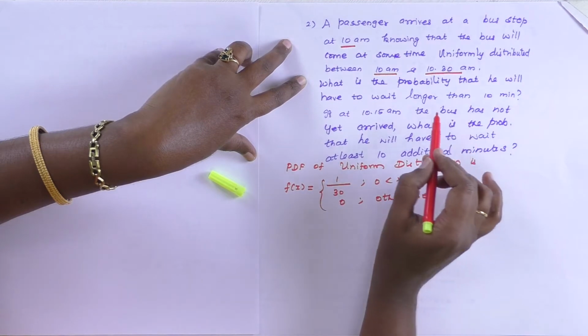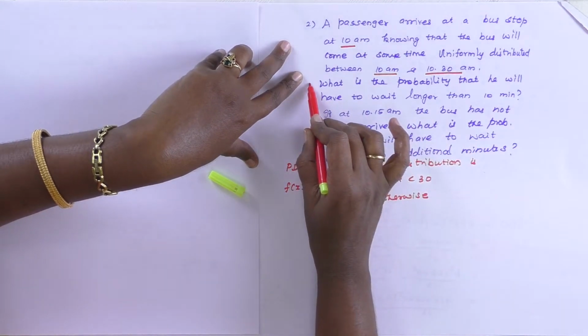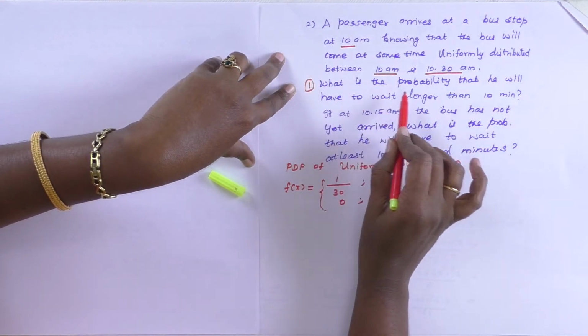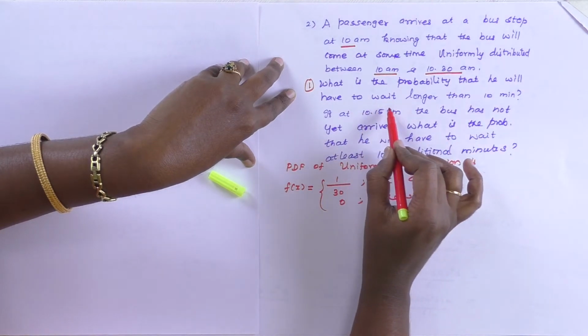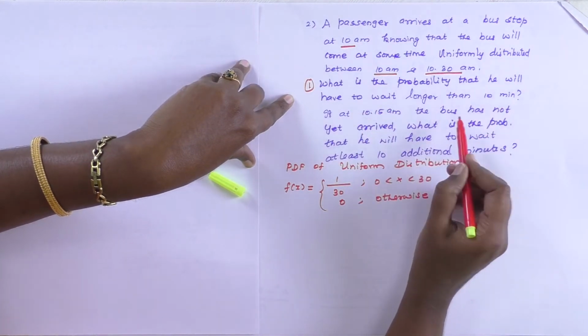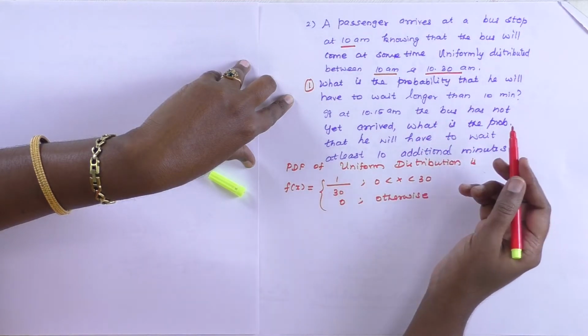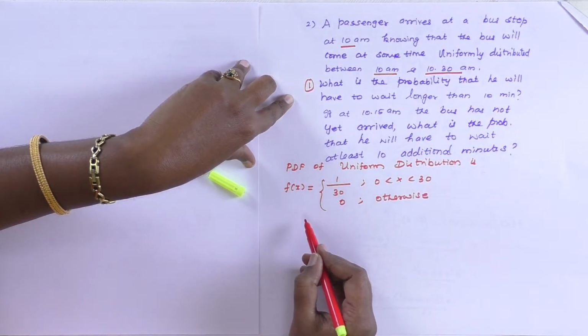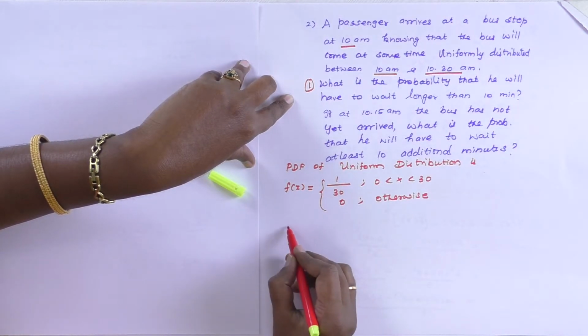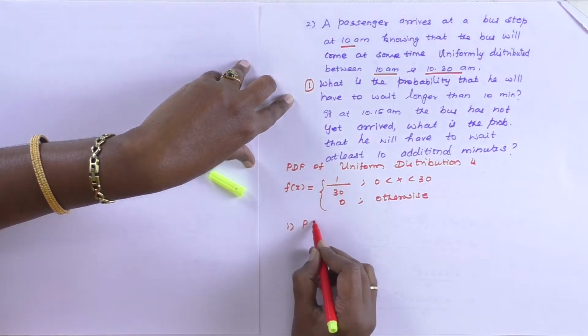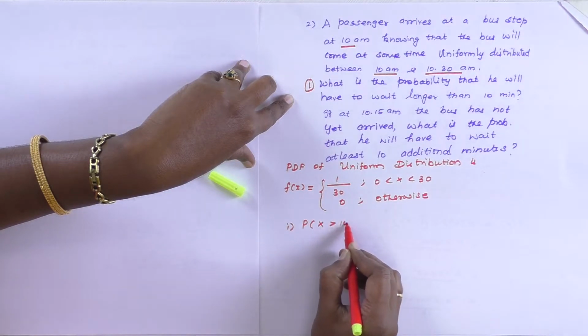Next, first question: what is the probability that he will have to wait longer than 10 minutes? So, we have to calculate P of X greater than 10.